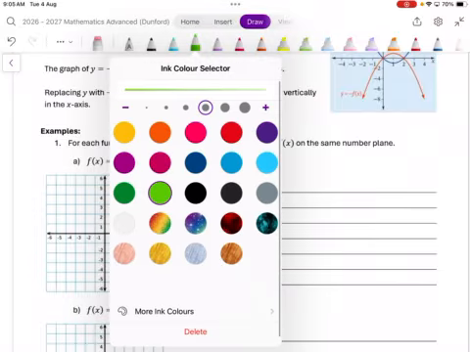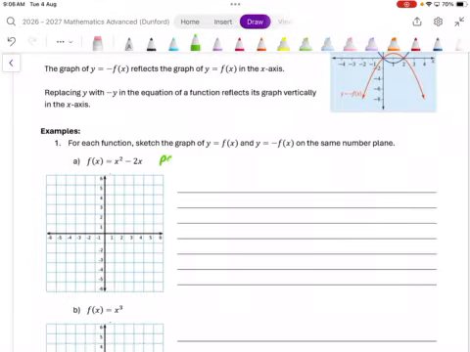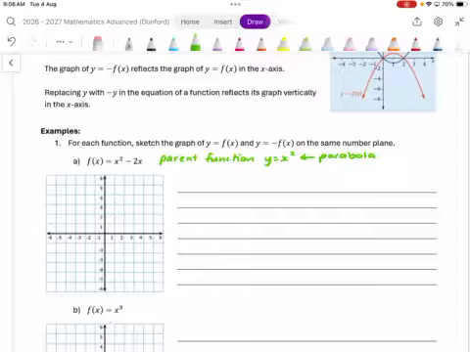So our parent function, f of x, or let's just call it y, is y equals x squared. So when we see squared, it means it's a parabola. Okay, what are the things that we need to sketch a parabola? We need the turning point. We also need our intercepts.